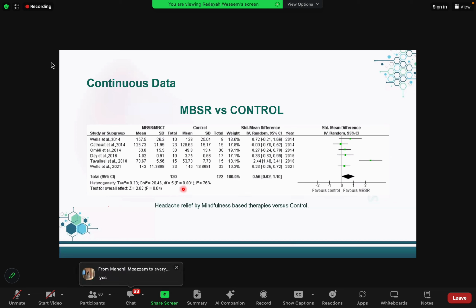Why are there two p-values? This p-value is for heterogeneity. We're not concerned with it yet. We're concerned with just this p-value. Whenever you are looking for interpretation of the forest plot, you just look at this p-value, the test for overall effect p-value. You just look at this one. Okay, Agdus, is this clear?